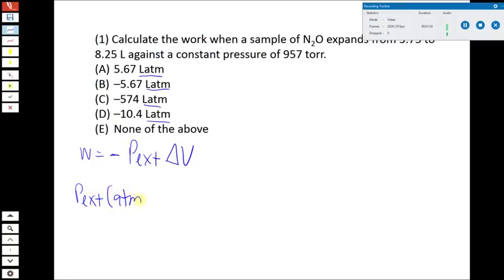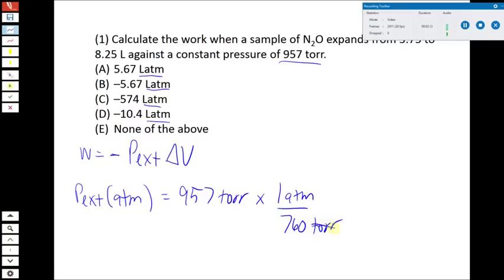This, again, reviews some of the things from Chapter 8 as well about units of gas pressure. Our external pressure is 957 torr, and one of the 2 pressure conversion factors that you should be very familiar with for this test is that 1 atmosphere is equivalent to 760 torr. That's going to get this pressure into the correct units of atmospheres, 1.26 atmospheres. And then remember that delta V is equal to final minus initial.